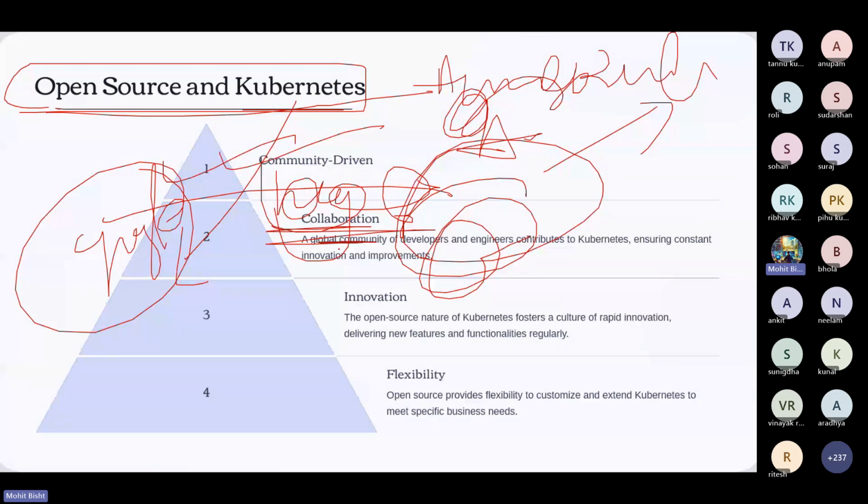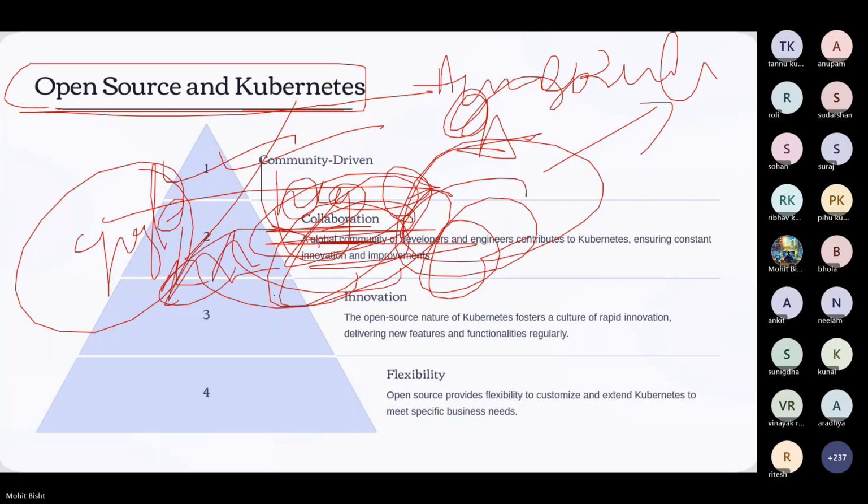Then we have the collaboration. People are collaborating with others, right? We have a lot of people from other regions. They are helping and contributing to the project. And Kubernetes has three or, I guess, four release cycles in a year, I guess. So it is great.